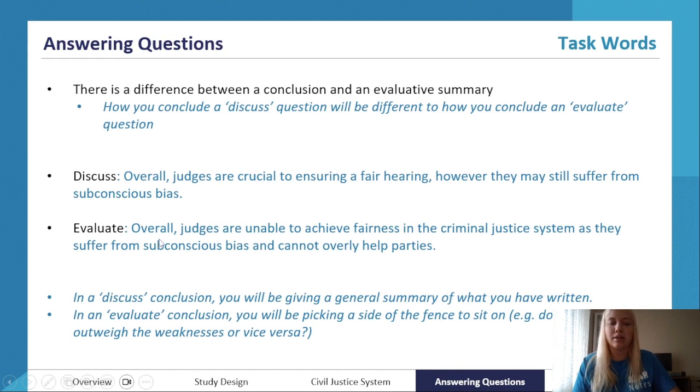And for evaluate: overall, judges are unable to achieve fairness in the criminal justice system, as they suffer from subconscious bias and they cannot overly help parties. So we see the difference. In an evaluate conclusion, you're not fence sitting. You're choosing which side you agree with more. Are there more strengths or more weaknesses? And you have to say that in your conclusion statement and give a main reason why you think that way.